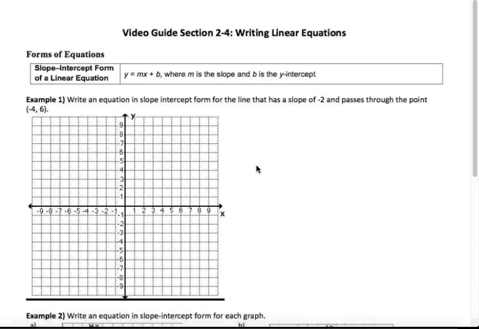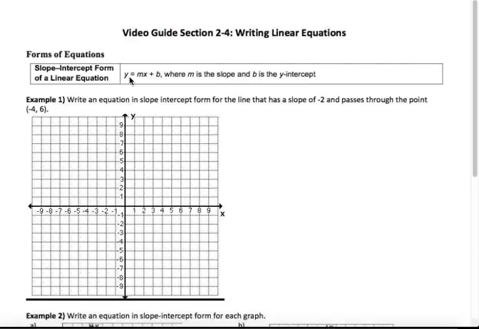We're going to talk about how to write linear equations when we're given different sets of information here. So in this first one, first let's review what slope-intercept form looks like. We have y equals mx plus b, where m is the slope and b is the y-intercept.